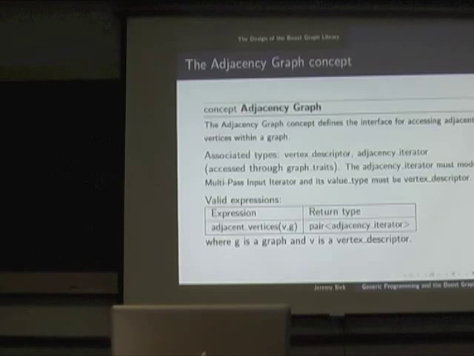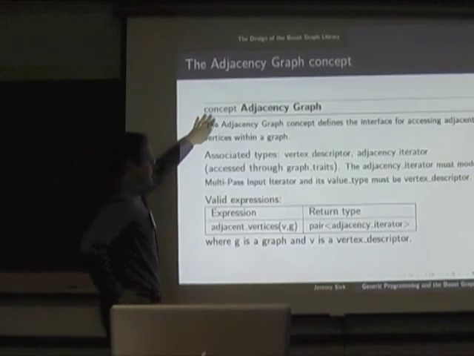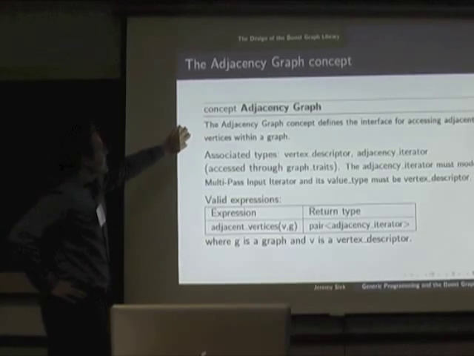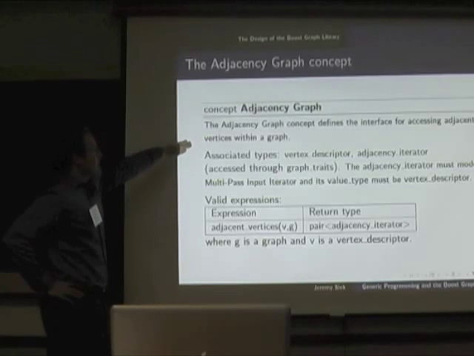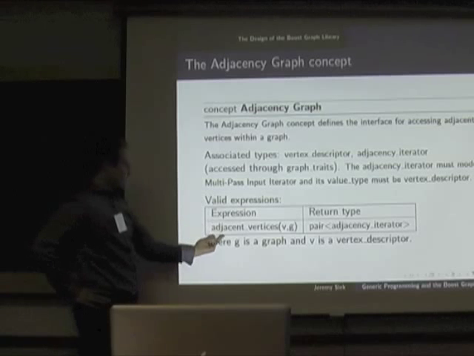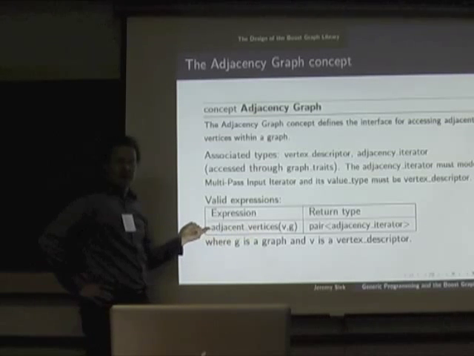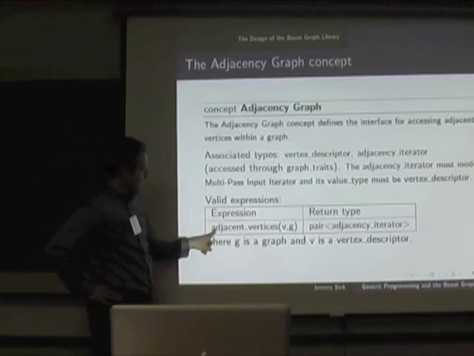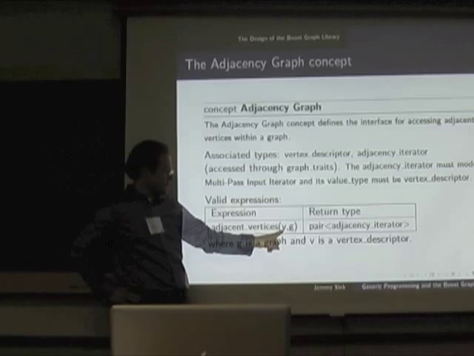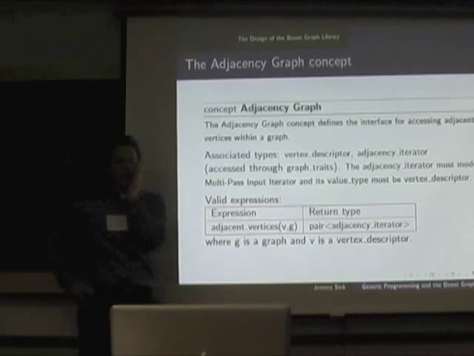So what I did when I was coming up with the Boost Graph Library is I basically just looked at those needs and then invented concepts to match each one. This is the adjacency graph concept, and it provides a function, the valid expression for this concept, where you can ask for the adjacent vertices of a particular vertex in a particular graph.